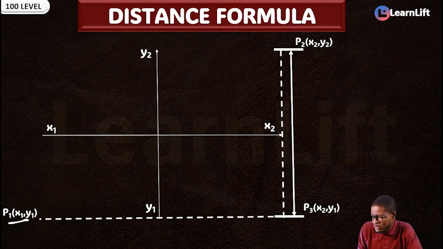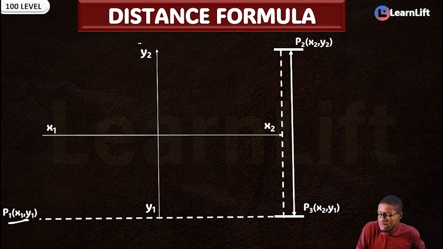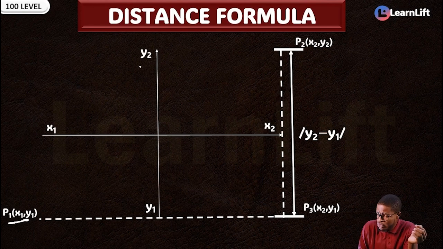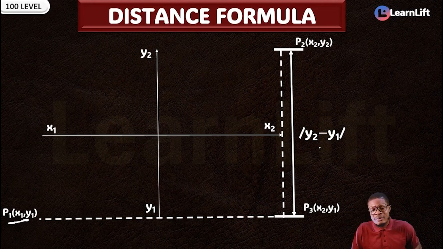If you trace P2 like this, it lands on your y2. If I trace P3, it lands on my y1, right? It will correspond here. That means, what is the distance between y2 and y1? It is going to give me the absolute value of y2 minus y1. You trace it like this, and it gives you the absolute value of y2 minus y1.